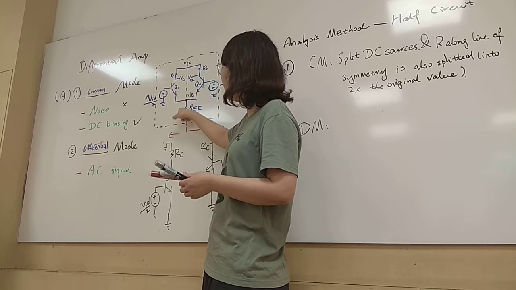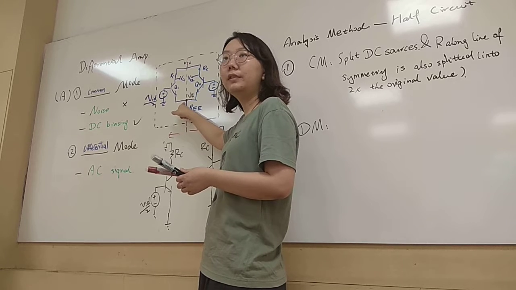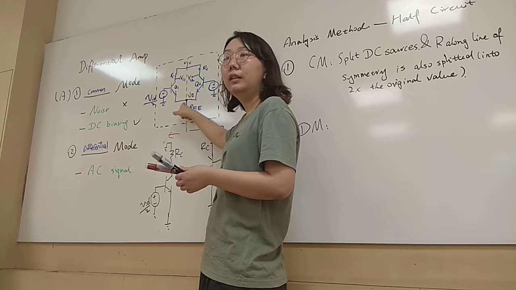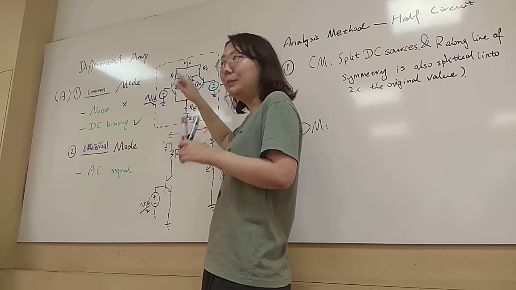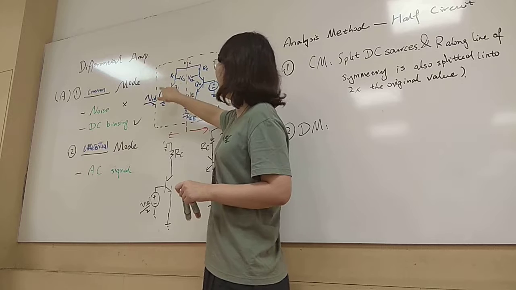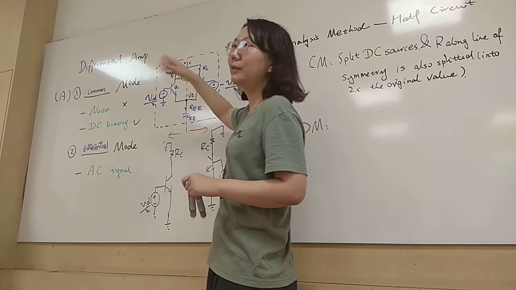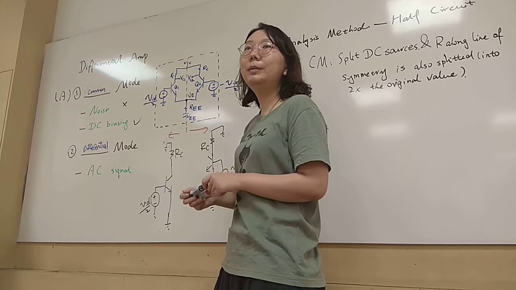That's why we can say there is no current flowing through this branch. That's why we can say here is your virtual ground. That's the general idea. If you don't believe, you can go back and derive. You just redraw these two transistors into their equivalent hybrid pi model.